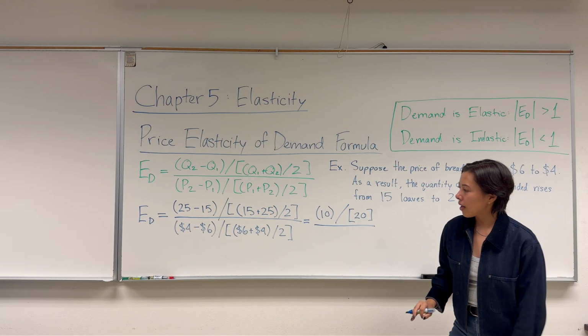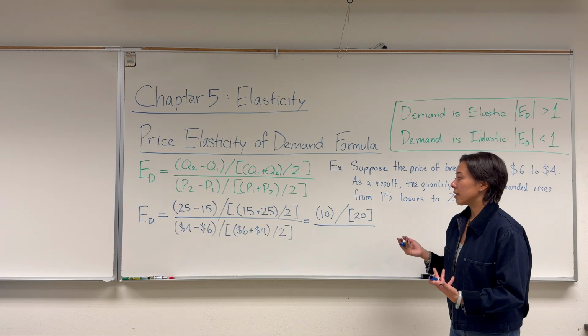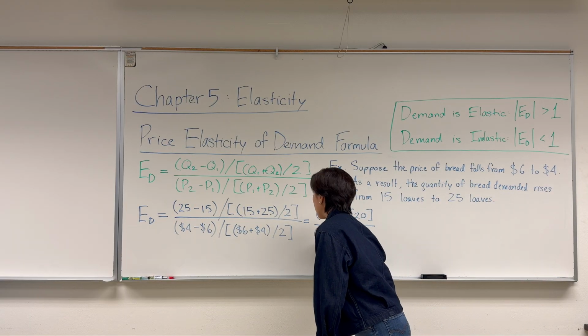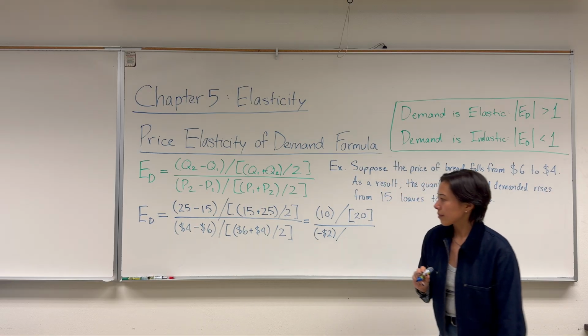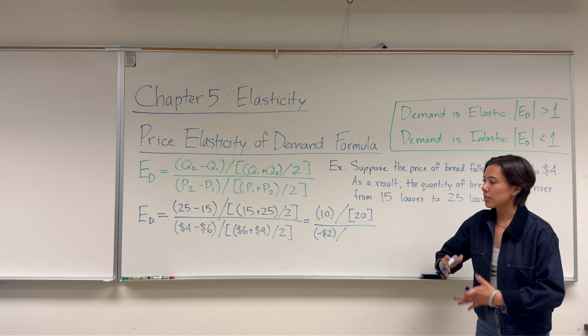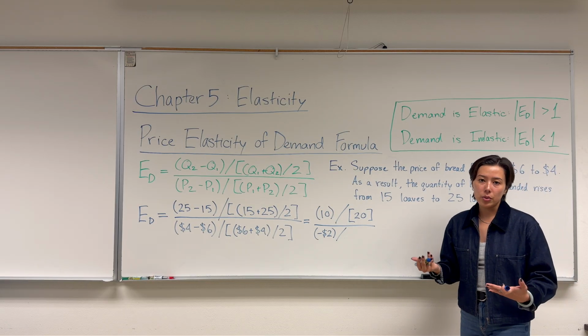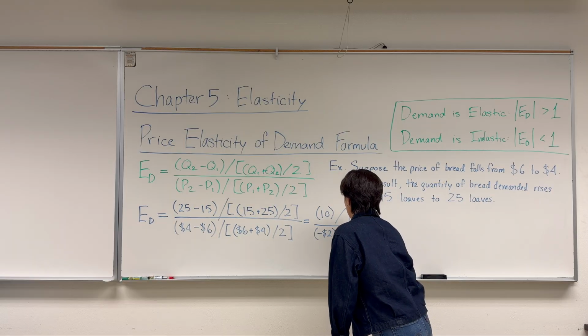All right, now I'm moving on to my denominator. So I want to do $4 minus $6. And I want to be careful here that I'm using a negative sign. So 4 minus 6 is negative 2. Now I'm going to do what's in my inner parentheses. That's 6 plus 4, and then divide that by 2. So 6 plus 4 is 10. Divided by 2 is going to be 5.